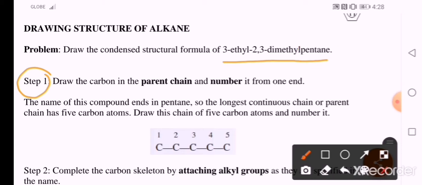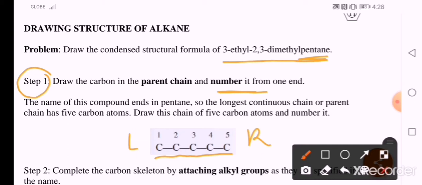Okay, so if that's pentane, there are 5 carbon atoms. So ito, carbon 1, 2, 3, 4, 5. We also have to number it from one end. Okay lang din naman na mag-number from right to left or left to right. Either way, you still come up with the same structure. So for this case, I am numbering it from left to right.